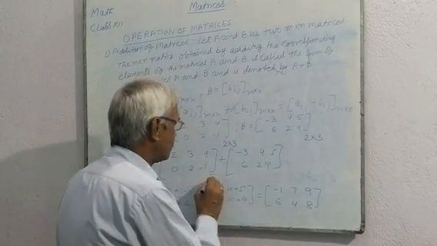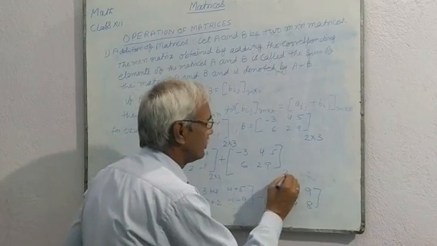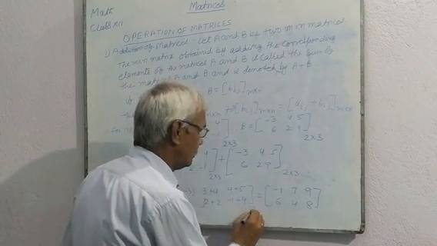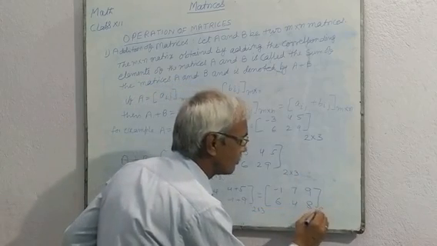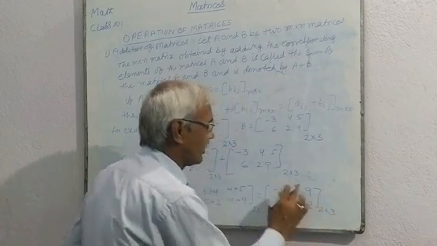It is of 2 into 3 order, that is 2 rows and 3 columns.